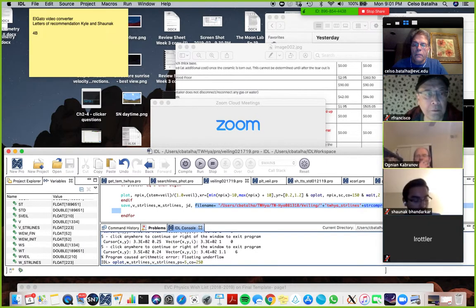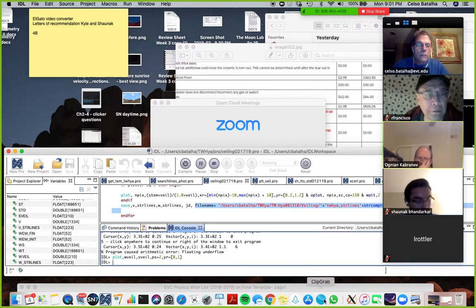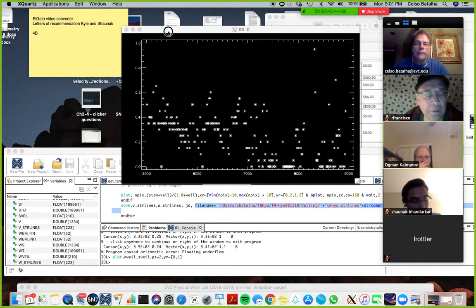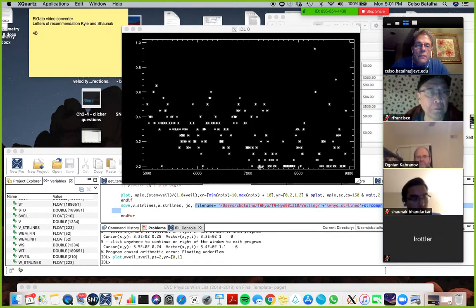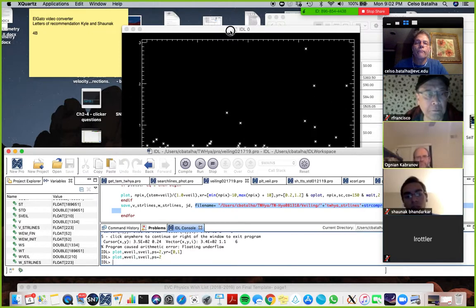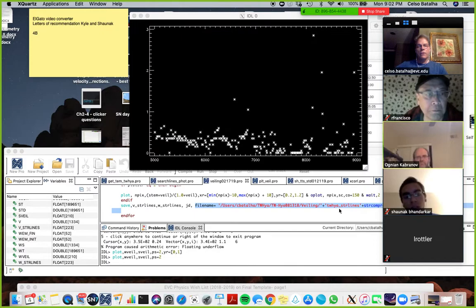And here is the resulting veiling. These lines, this data here at zero, it makes no sense. And these outliers, I don't like them, so they seem to be something spurious. Let me take the... so this is what we have.